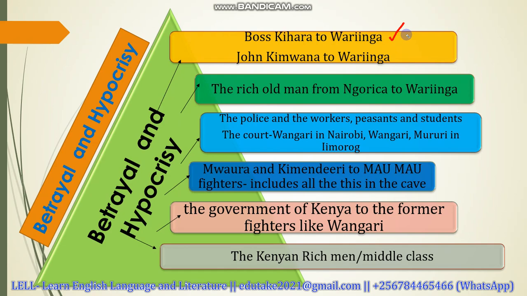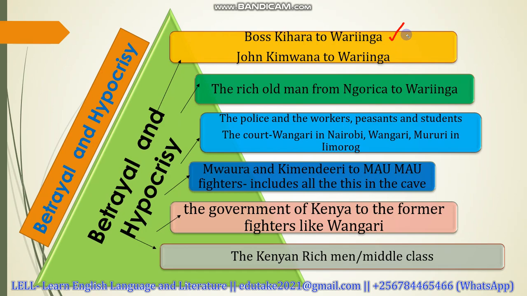And then maybe we cannot forget the fact that he's a married man. He has a ring on his finger, but he has gone on to force a young woman into a sexual affair. So this is actually betrayal of the family, or of his wife. That is how we can talk about betrayal and hypocrisy in that case.